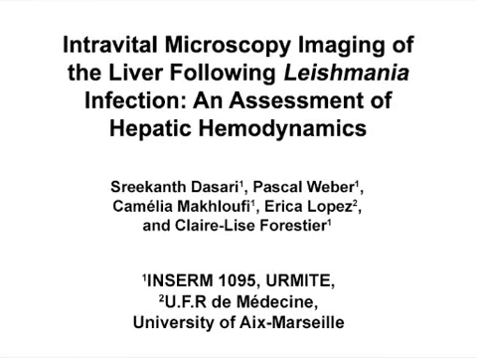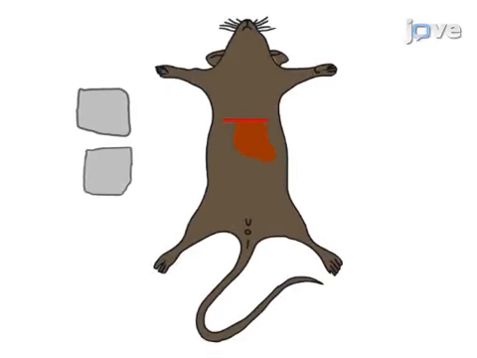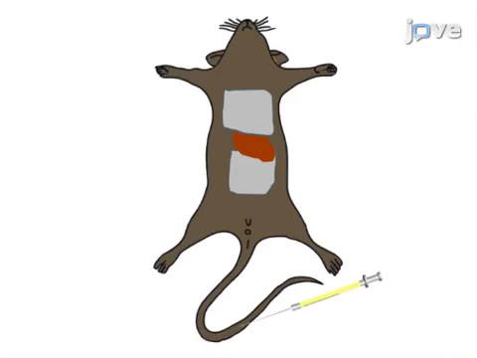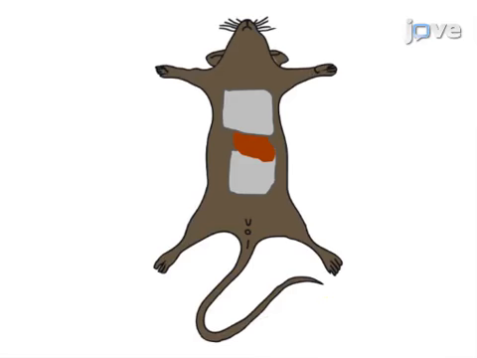The overall goal of this procedure is to perform intravital microscopy imaging of the mouse liver to measure the blood flow speed within individual hepatic vessels. This is accomplished by first exposing the liver and injecting a fluorescent plasma reagent intravenously to label the liver vasculature.